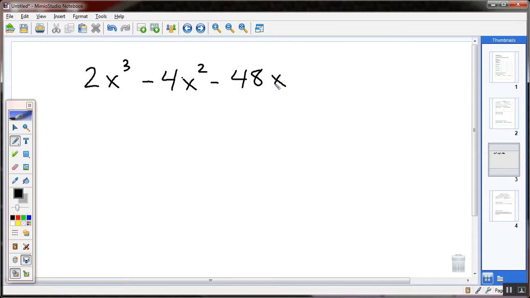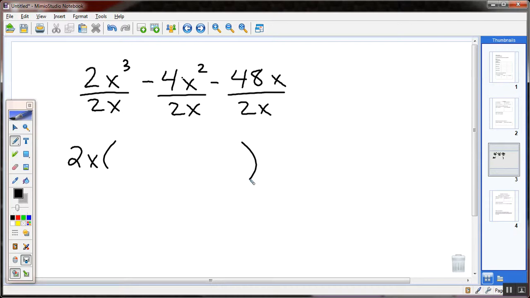Common factor. So I'm trying to take a common factor out of each term if possible. Is there a common factor in 2x cubed, 4x squared, and 48x, kids? 2. I can take a 2 out of everything. And then how about variable-wise? What can I pull variable-wise? So you're saying I can pull a 2x from all of these, is that right? Yes. So I can take a 2x out of each of these. So I'm going to put that out front, kids.